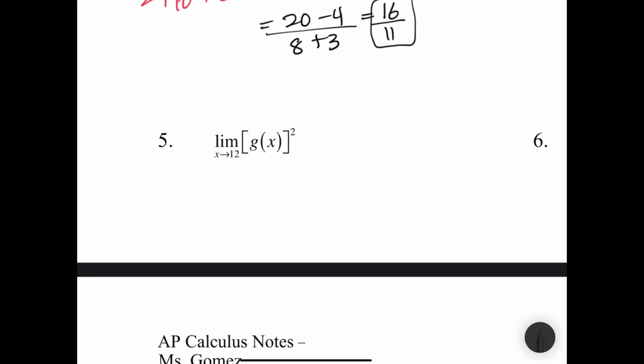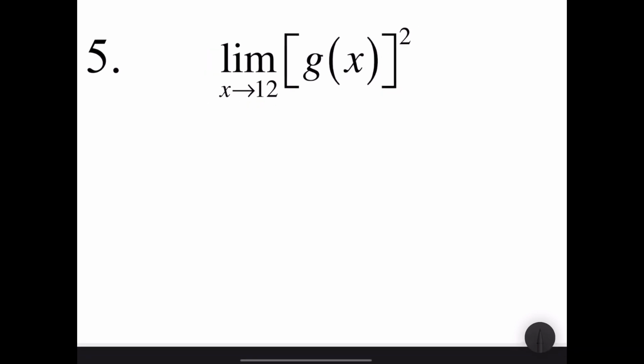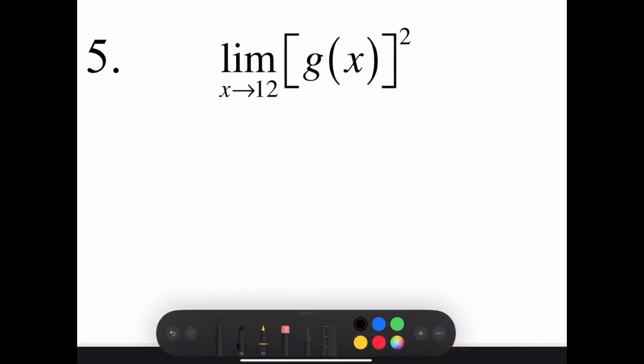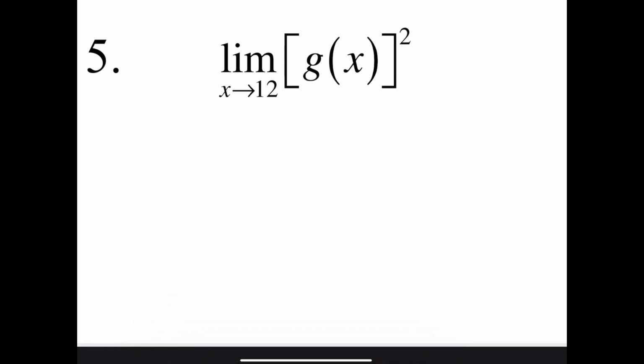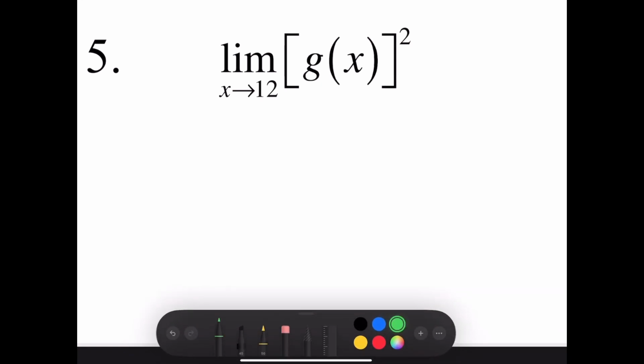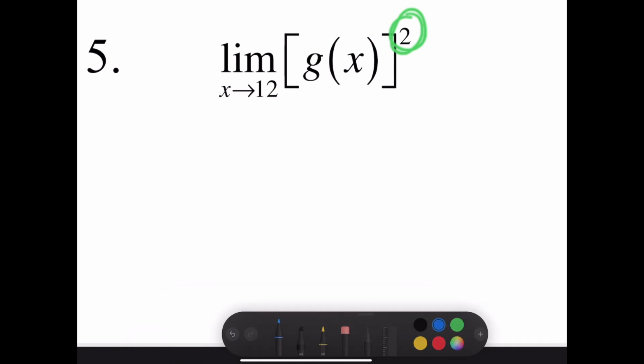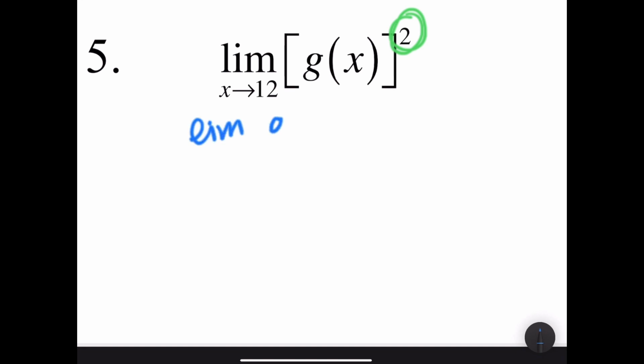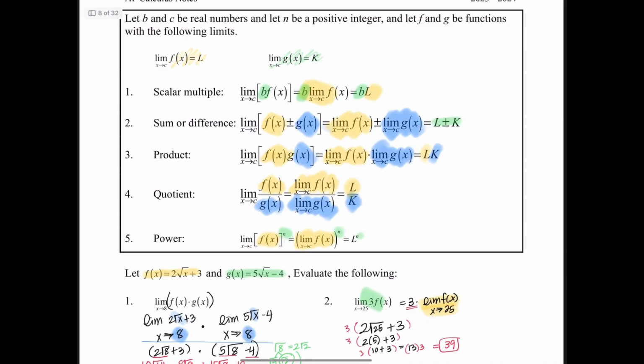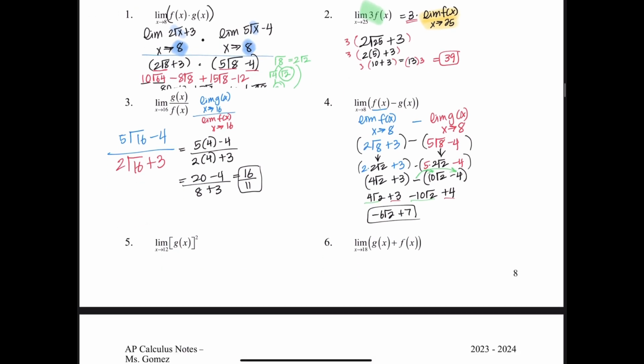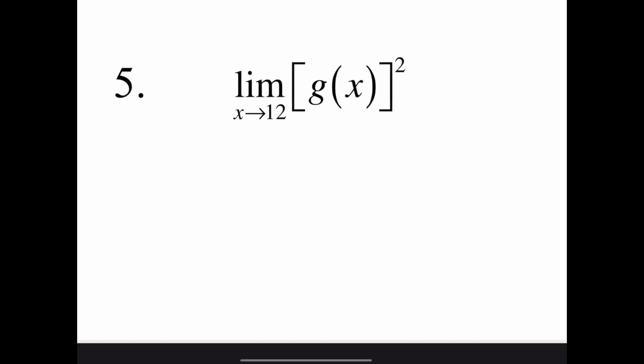Okay, got 2 more of these. We're almost done. So here I'm going to use the power property that tells me that I can take the limit of g of x and at the end apply my power of 2. So let's go ahead and take the limit of g of x as x approaches 12. Here it is. Okay. So the limit of g of x as x approaches 12.